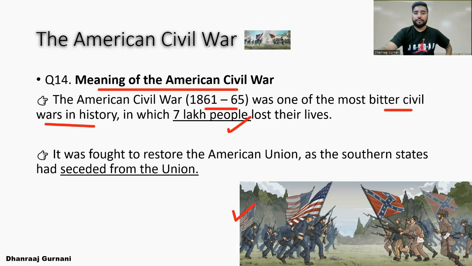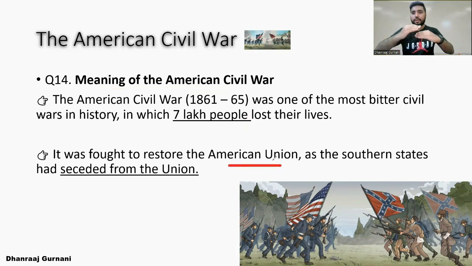Second point, it was fought to restore the American Union. The northern states and the southern states had seceded and formed their own confederacy. It was fought to restore the American Union as the southern states had seceded from the Union, and Abraham Lincoln said that no one had the right to secede from the Union. As a result, Civil War broke out. American Civil War broke out in 1861.